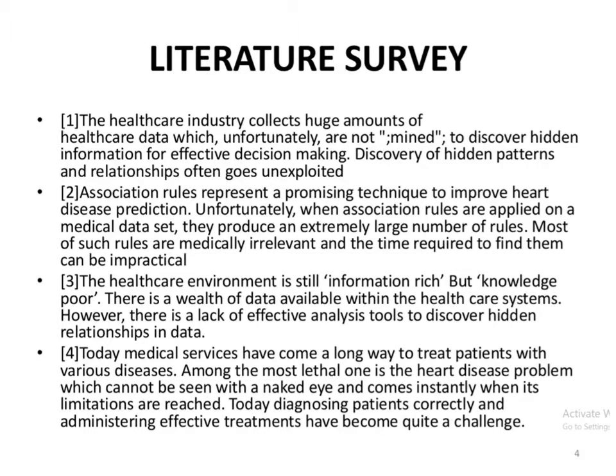Literature survey. The healthcare industry collects a huge amount of healthcare data, which unfortunately is not mined to discover hidden information for effective decision making. Discovering hidden patterns and relationships often goes unexploited. Association rules represent a promising technique to improve heart disease prediction. Unfortunately, when association rules are applied on a medical data set, they produce an extremely large number of rules. Most of such rules are medically irrelevant, and the time required to find them can be impractical.